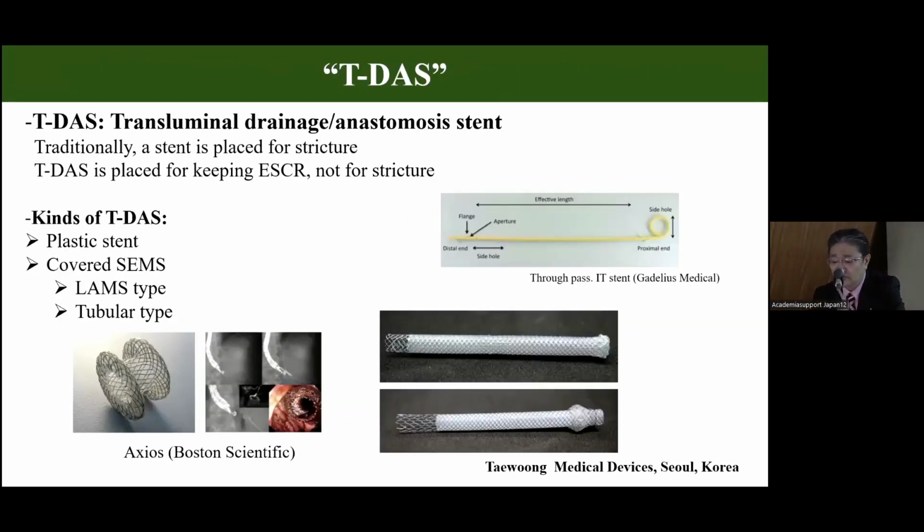And this is also a new word, TDAS: transluminal drainage anastomosis stent. Traditionally, a stent is placed at the stricture or at the papilla. But TDAS is keeping the route created by the EUS procedure. We want to make a difference between a conventional stent and a stent in interventional EUS. So please memorize the name TDAS.